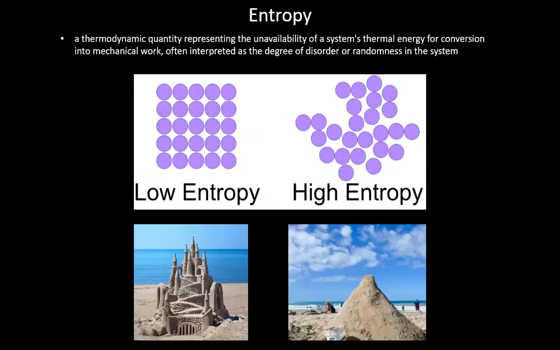So let's look at this process of entropy. All these slides are related to this idea. So what is entropy? Entropy is a thermodynamic quantity representing the unavailability of a system's thermal energy for conversion into mechanical work, often interpreted as the degree of disorder or randomness in the system.